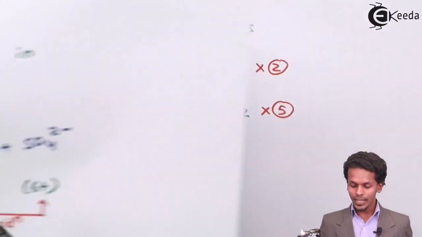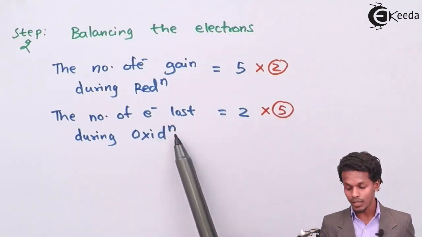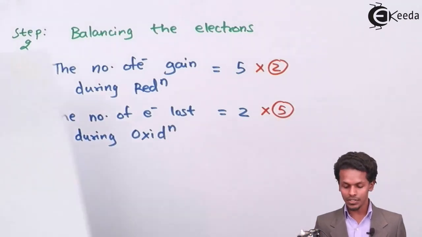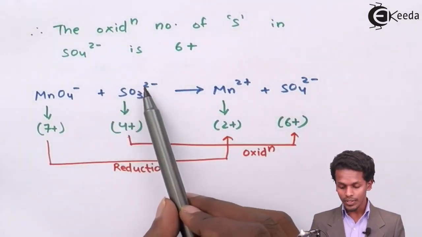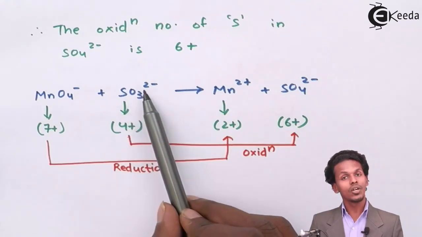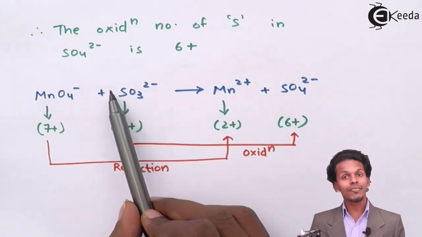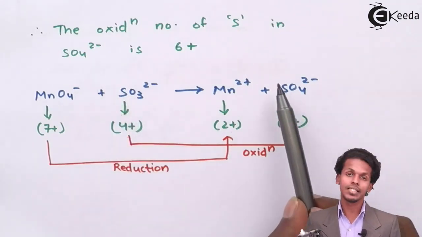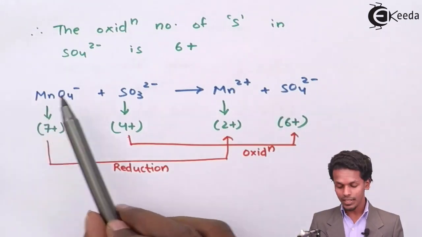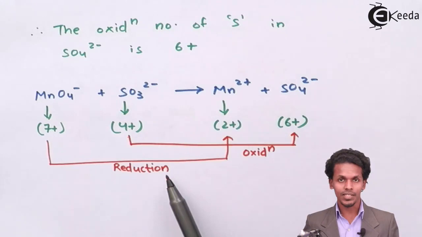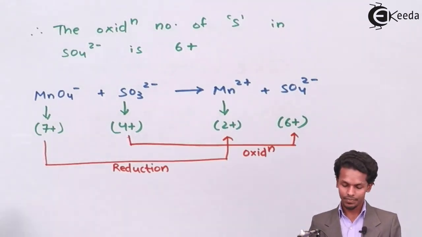And later we have to multiply by 5 for the one showing the oxidation process. In this case the oxidation is shown by SO3 2 minus. So we have to multiply this by 5, and if sulfur is repeating 5 times, then for the product also the sulfur will repeat 5 times. So we are going to multiply for the oxidation process as well as for the reduction process. So let us see what will be the equation that we will get after multiplication.